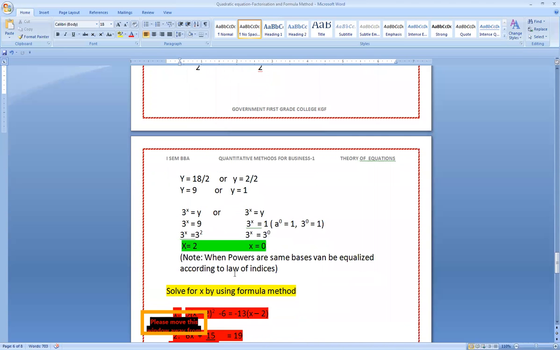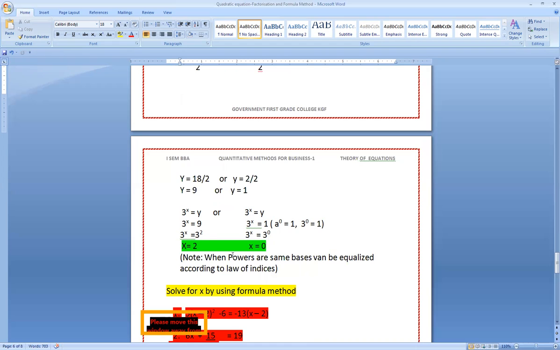Now we should convert it back into the value of x. Whatever assumption we made, 3 to the power of x equals y, on both sides we should write 3 to the power of x, where the value of y is 9 in one case and 1 in the other. There is a law in indices that a to the power of 0 equals 1. In place of a, we should write 3, so 3 to the power of 0 equals 1.